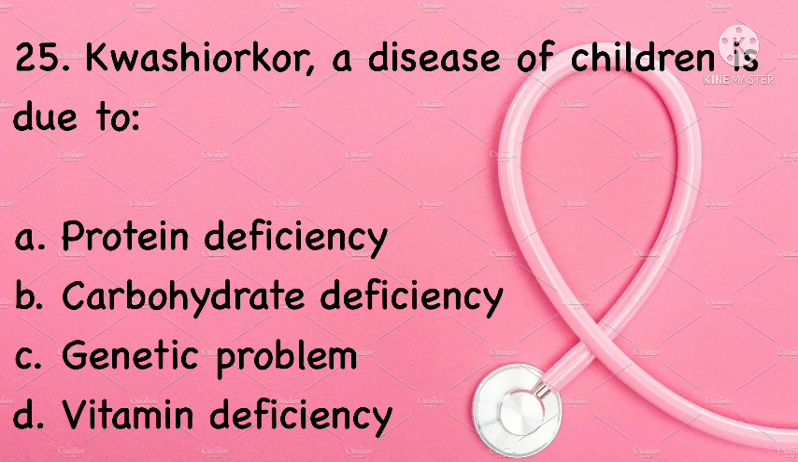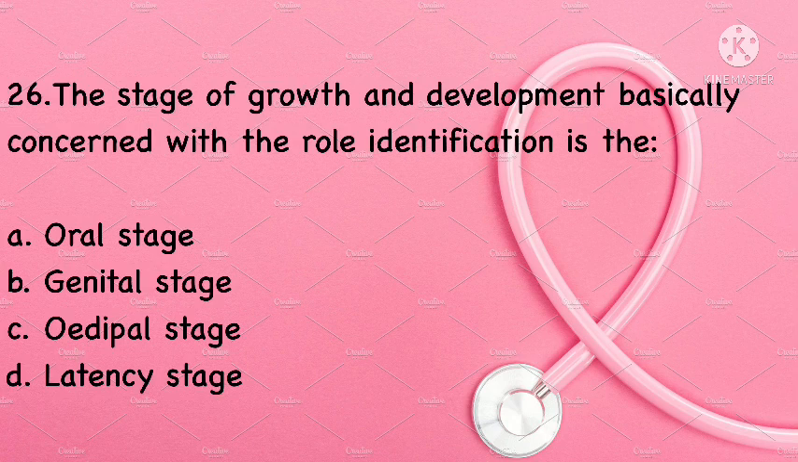Kwashiorkor or disease of children is due to: protein deficiency, carbohydrate deficiency, genetic problem, vitamin deficiency. Correct answer is A. Protein deficiency. The stage of growth and development basically concerned with the role identification is the: oral stage, genital stage, oedipal stage, latency stage. Correct answer is C.